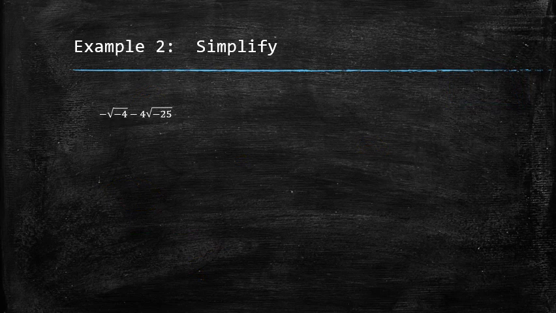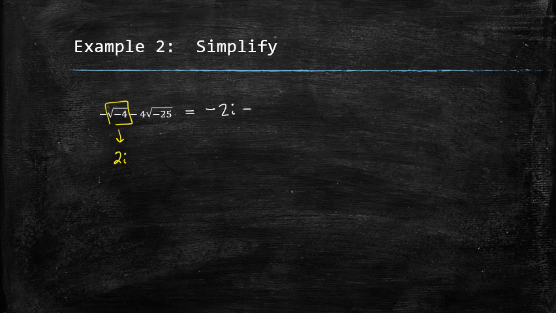Example 2, we want to simplify this expression. Okay, so we have the opposite of the square root of -4. So if we just look at the square root of -4, since the square root of 4 is 2, this is going to equal 2i. So that minus just stays in front of it. So when we simplify the opposite of the square root of -4, we end up with -2i.